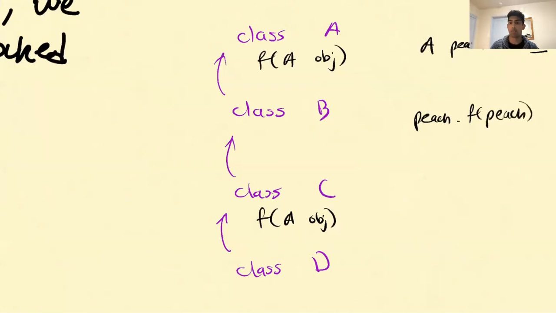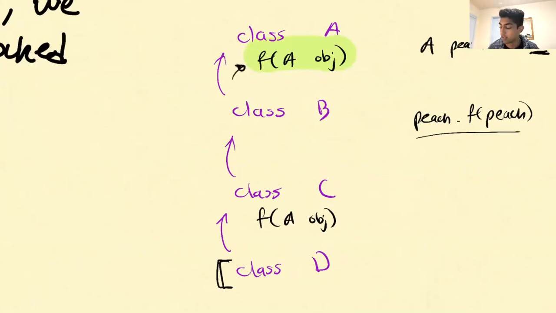Then let's do peach.f(peach). In this case, during compile time, we will lock in on this method signature, right? During runtime, we will look in the dynamic type's class, which is D, for this exact method signature. But we will see nothing exists, but we can still do better than what we locked in on during compile time.